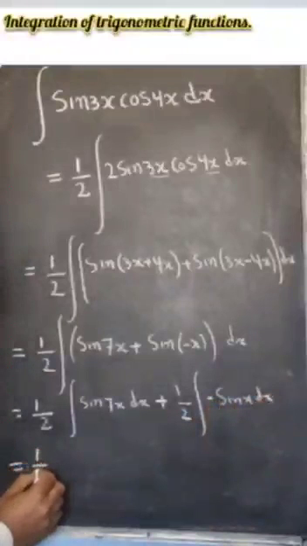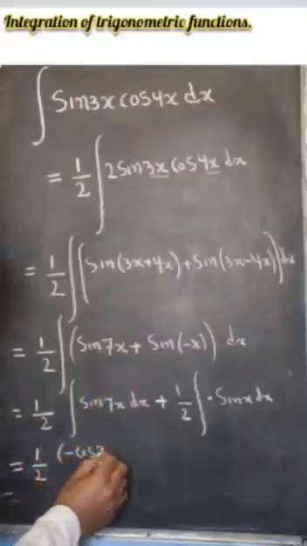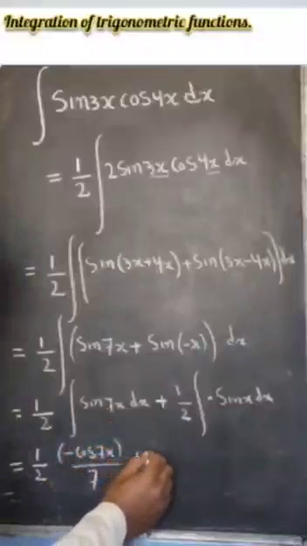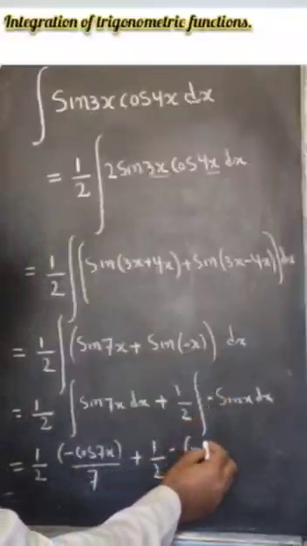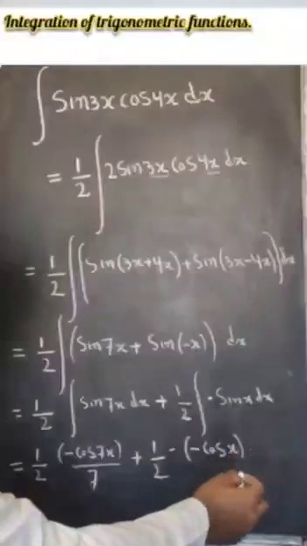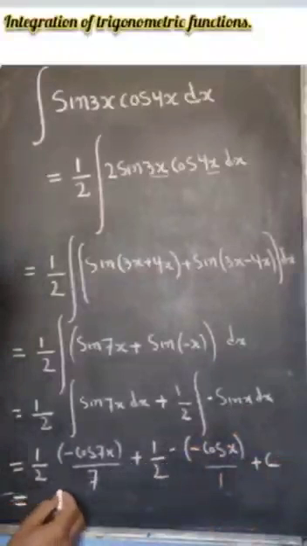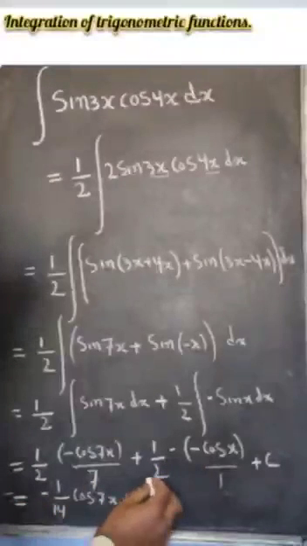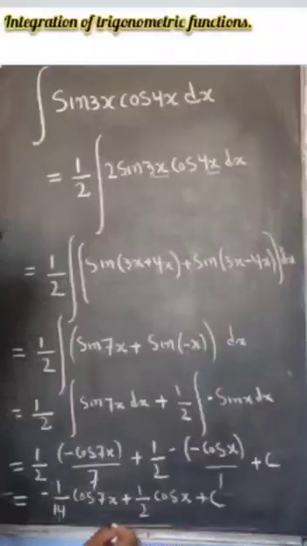That is equal to 1 by 2 integration of sine is minus cosine, so we can write minus cosine of 7x, then differentiation of 7x is 7, so we have to write 7 here, plus 1 by 2 integration of sine is minus cosine, so it is minus cosine, then differentiation of x, that is 1, plus constant of integration c, or that is equal to 7 into 2, that is 14, so we can write minus 1 by 14 cosine of 7x plus 1 by 2 cosine of x plus c. That completes the question.